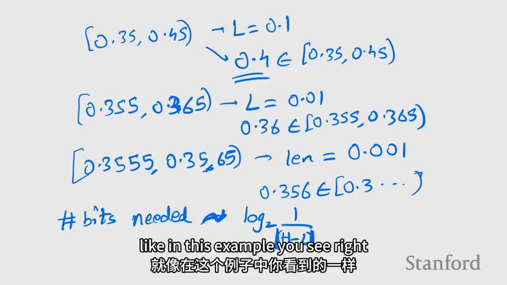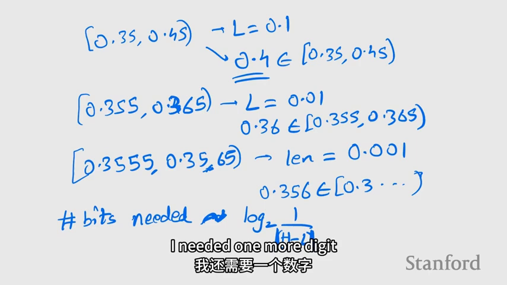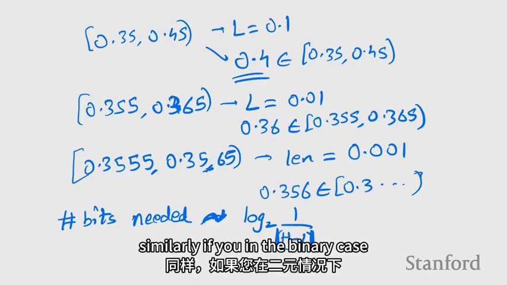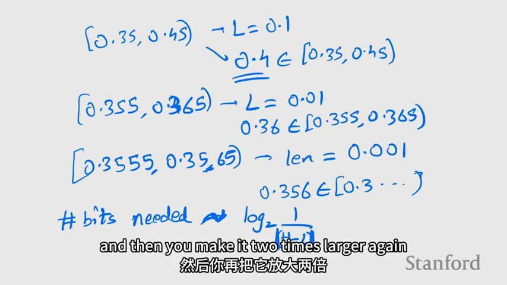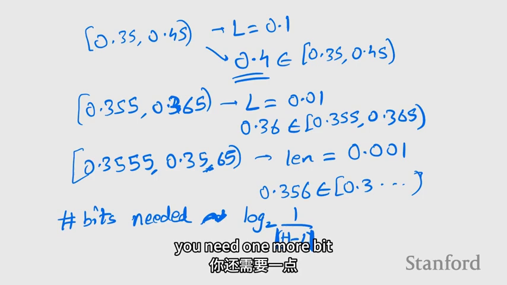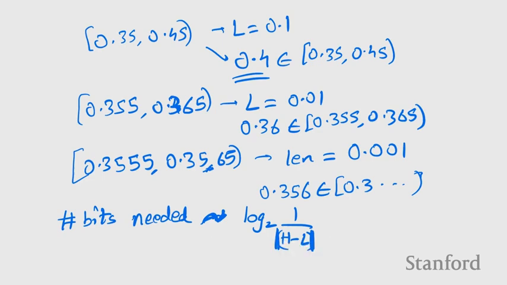Like in this example, as I made my length 10 times smaller, I needed one more digit. Similarly, in the binary case, if you make your interval 2 times smaller, you will need one more bit. And if you make it 2 times smaller again, you need one more bit. So that's the intuition here. Okay.